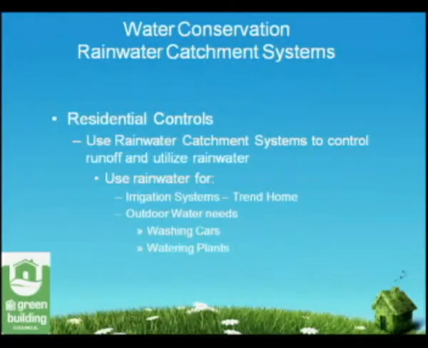Another water conservation effort, rainwater catchment systems, a traditional rain barrel system, residential controls, using rainwater catchment systems basically to control runoff and utilize the rainwater like we did at the Trend Home. We utilize the rainwater for an irrigation system. So the rainwater is actually irrigating our vegetation on site, our grass, our plants. We have hoses hooked up to it where we can actually use it to wash the cars. There's a lot of different things you could do with rainwater.